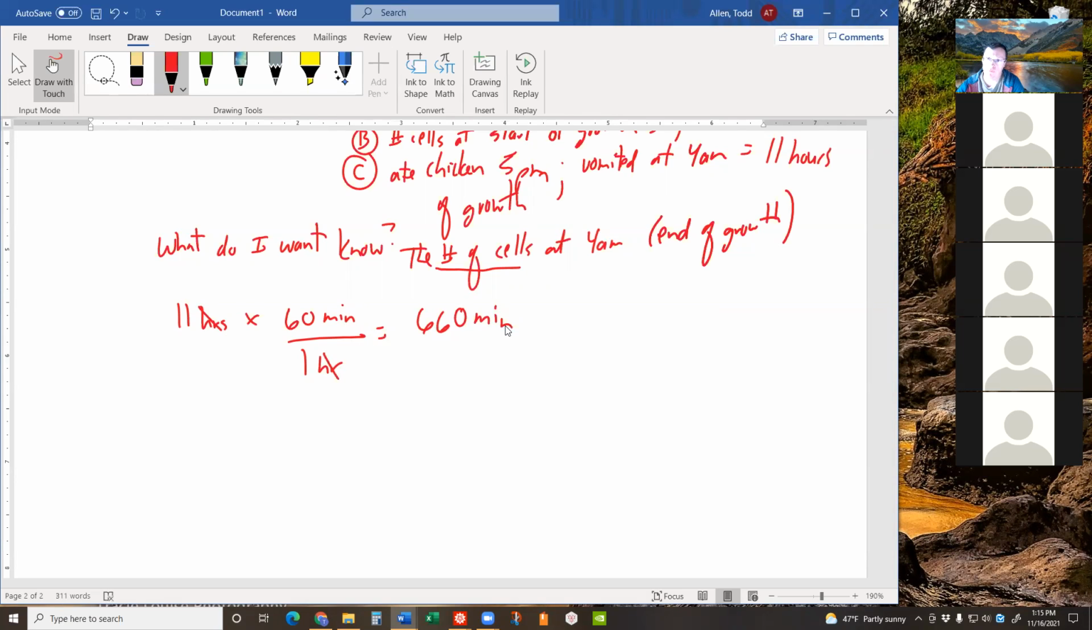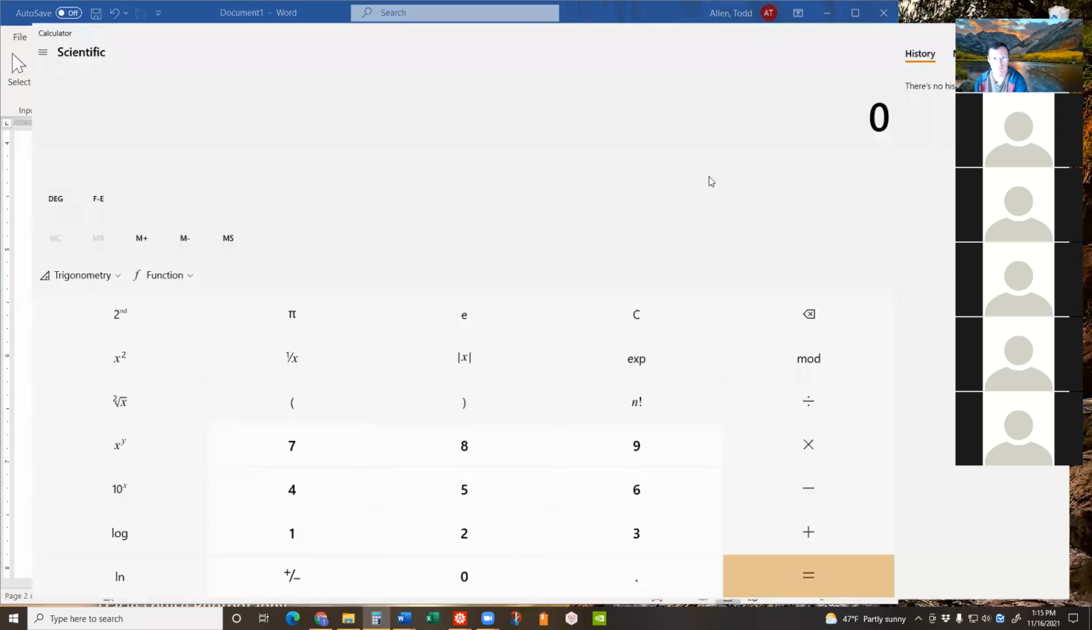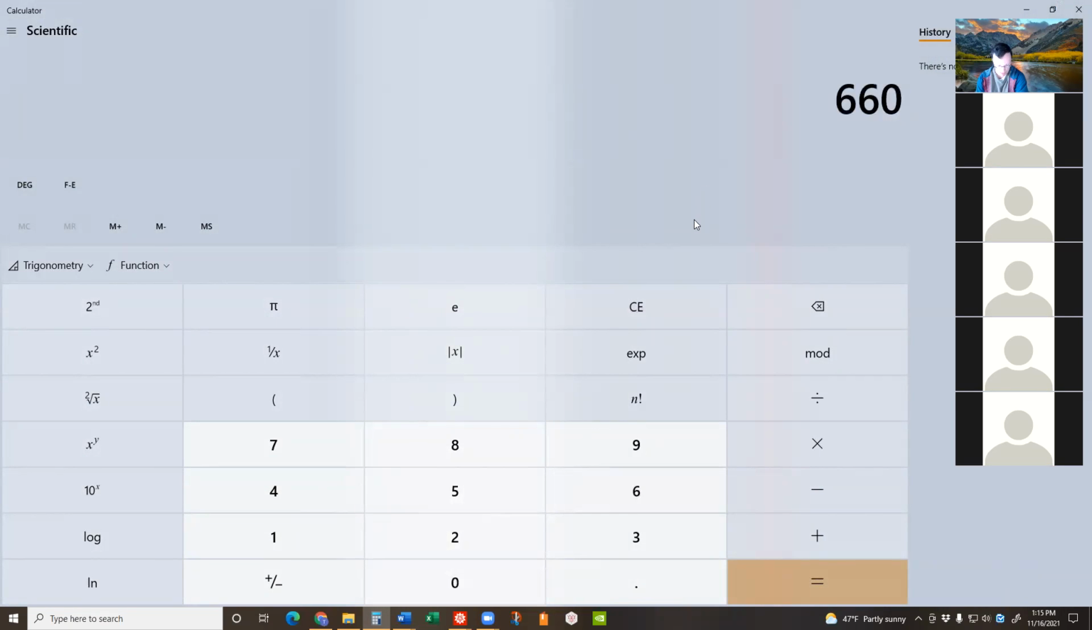So this organism from 5 p.m. to 4 a.m. was growing for 660 minutes. Well, I need to know the number of generations, and I know that each generation took 25 minutes. So I'm going to take this 660 and divide it by 25 minutes per generation. If you do that, let's do this on the calculator on the screen. 660 divided by 25 is 26.4. That's how you get the number of generations.